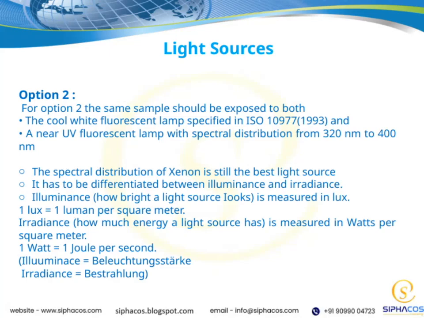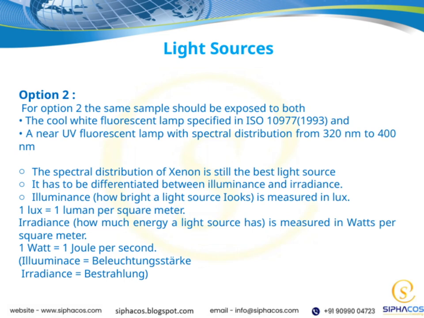For option 2, the same sample should be exposed to both types of lighting. First, the cool white fluorescent lamp, which is specified in ISO 10977 from 1993. And second, a near-UV fluorescent lamp with a spectral distribution ranging from 320 to 400 nanometers. Now, even with these options, the xenon light source remains the best choice overall because of its spectral qualities.